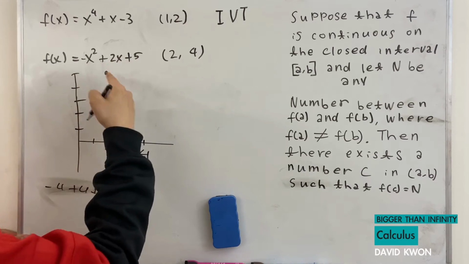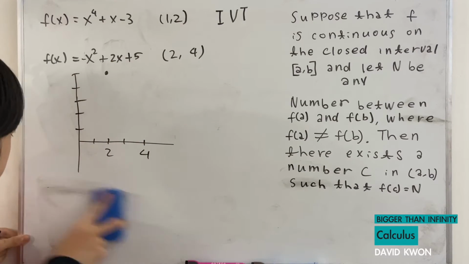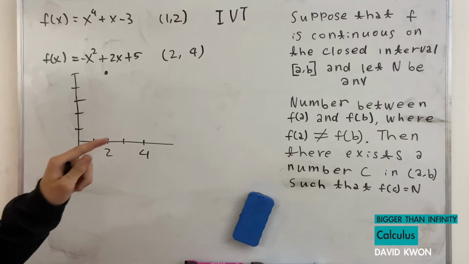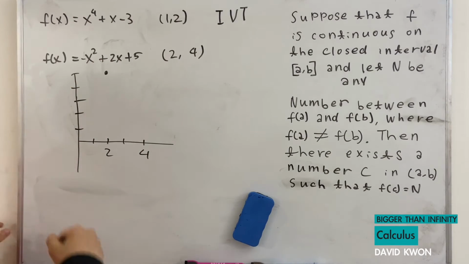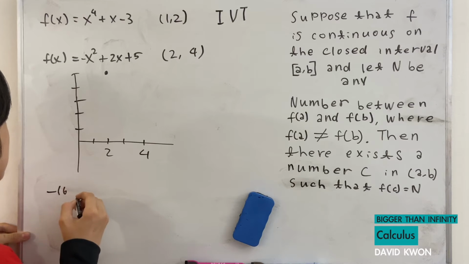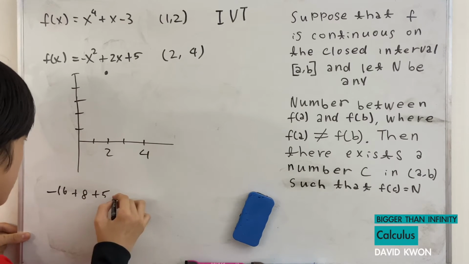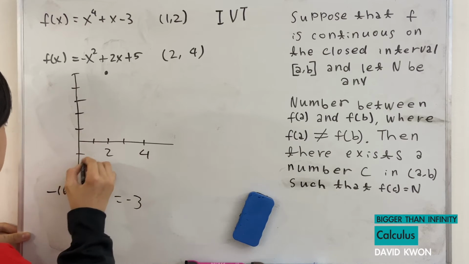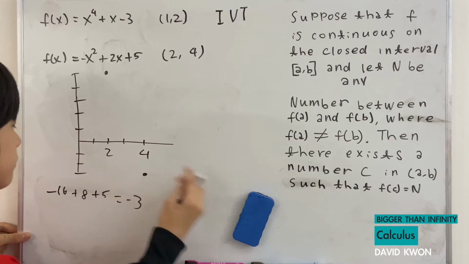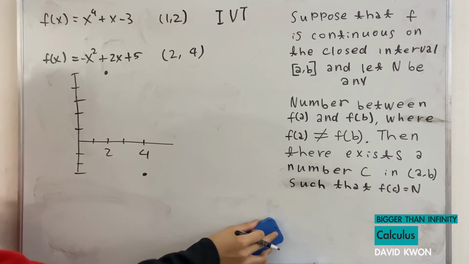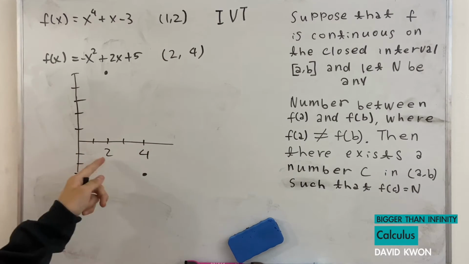Right. So at this point, now let's put in the value of x is equal to 4 into there. I get -16 plus 8 plus 5. You get -3. 1, 2, 3. And that is in the interval from 2 to 4.